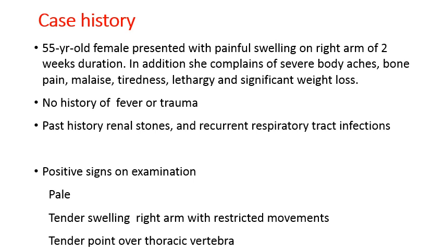On examination, I will just go through the positive signs only. She was pale, and then there was a tender swelling of right arm with restricted movements due to pain. She was not able to move the right arm at all due to the pain. And in addition, there was a tender point over the thoracic vertebra. So, as an initial investigation, the ESR was done and it was found to be significantly elevated up to 120 millimeters per hour.